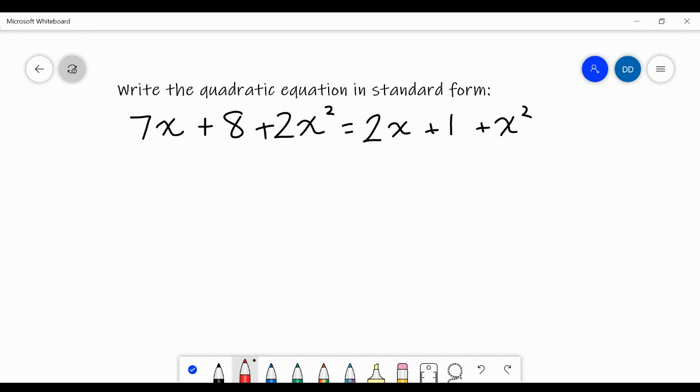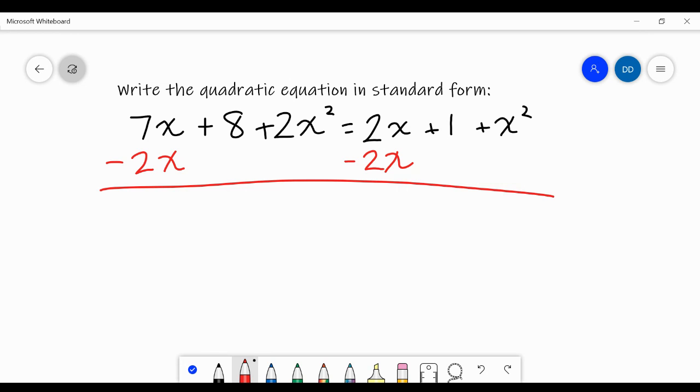on the right side. So here we have 7x plus 8 plus 2x squared equals 2x plus 1 plus x squared. So we want to move everything on the right side to the left side. So we're going to use some inverse operations. So first I'm going to start with this 2x. It's positive, so I'm going to subtract it on both sides. I'm going to subtract it under the 2x and then under the 7x because those are like terms. They need to be like terms in order for you to subtract or add.